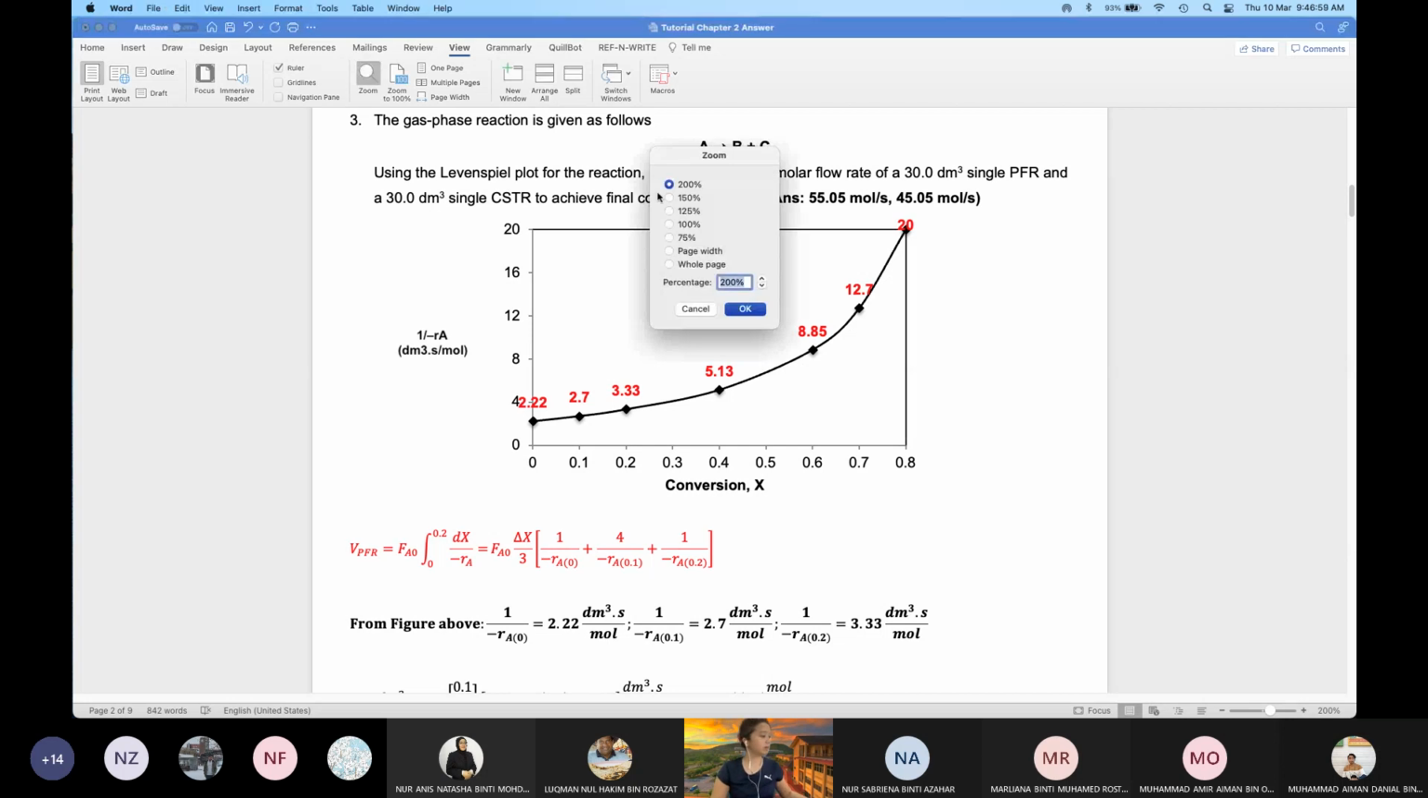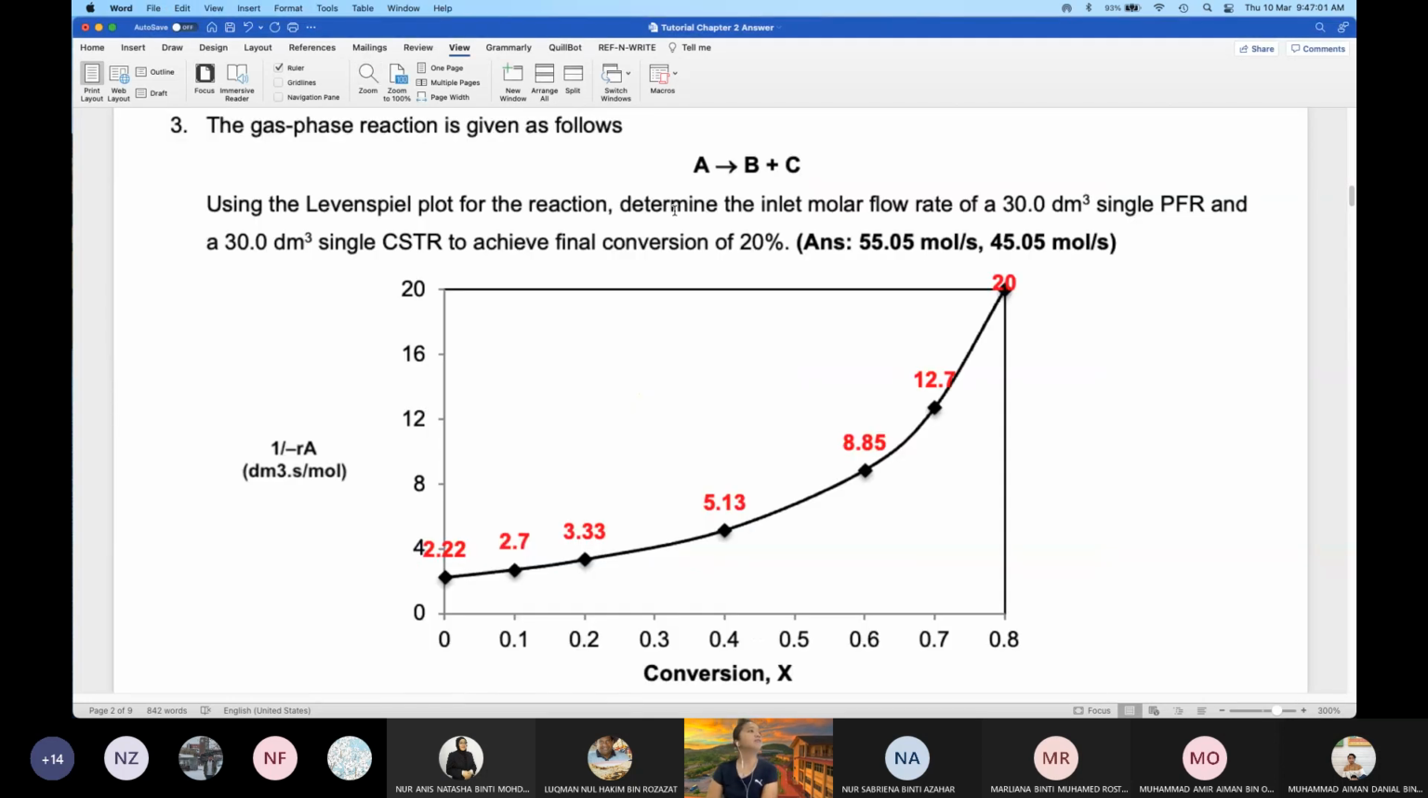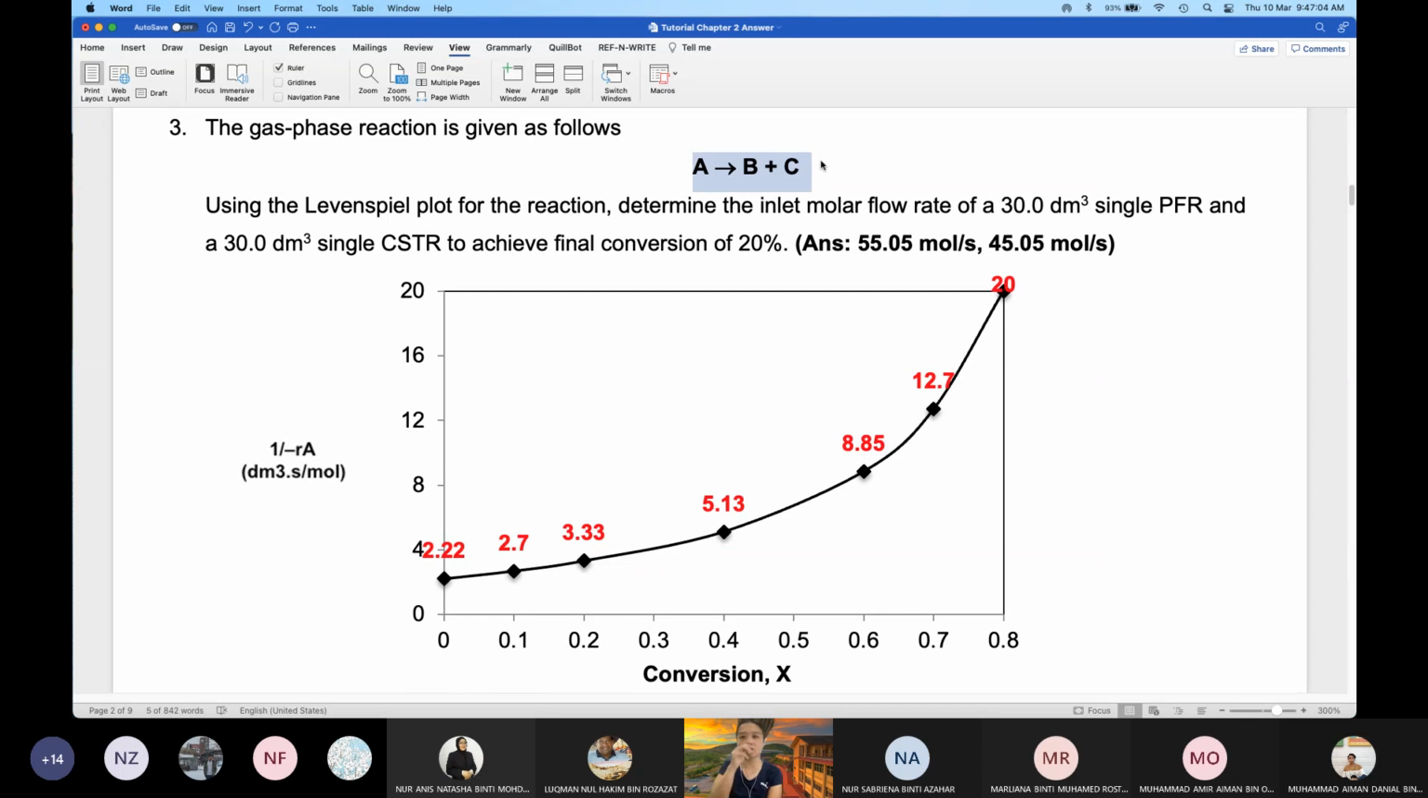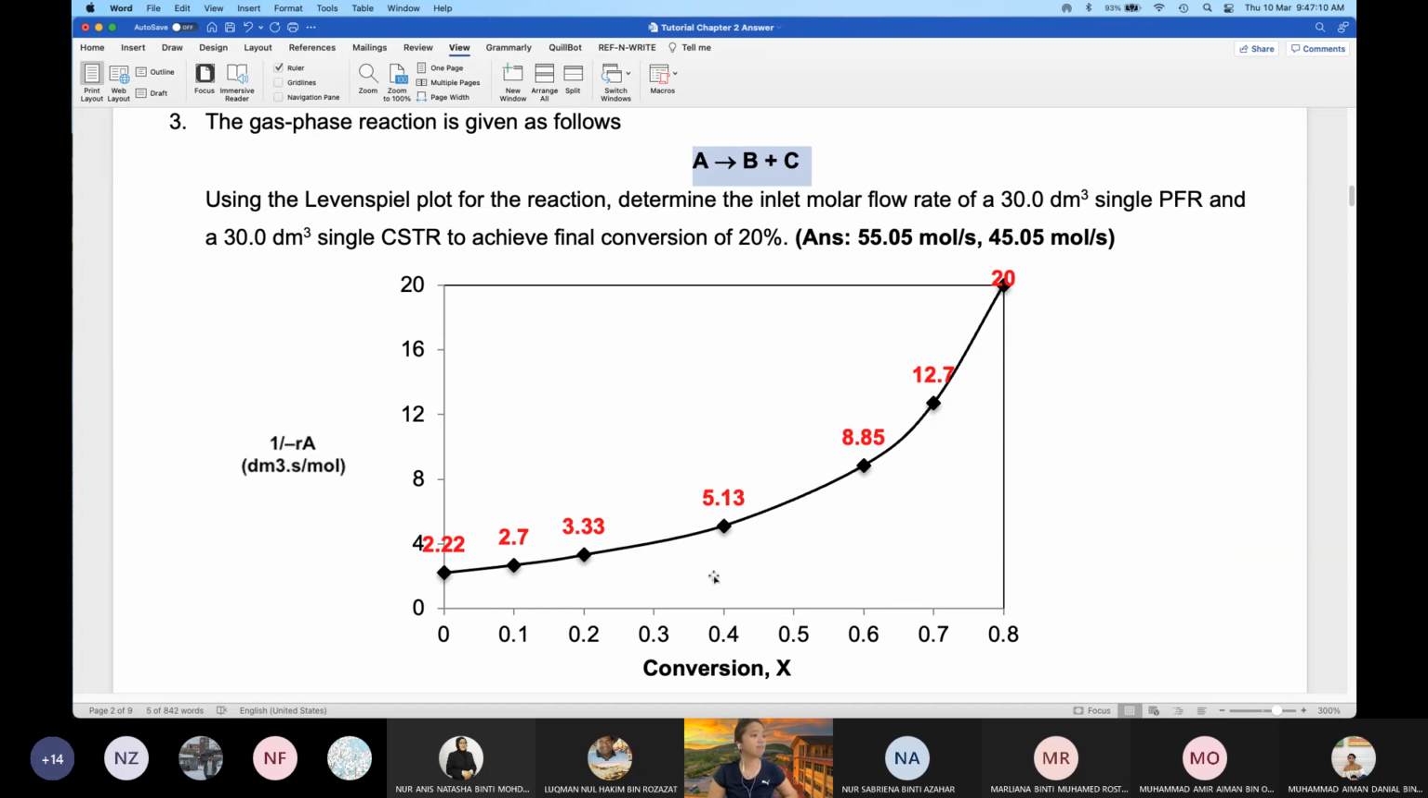Okay, the question says the gas phase reaction. Kejap saya nak tukar kepada besar. Okay, the gas phase reaction is given as follows. Okay, using the Lorentz-Spear plot for the reaction. So this is the Lorentz-Spear plot. Determine the inlet molar flow rate of a single 30 dm³ single PFR and a 30 dm³ single CSTR to achieve final conversion of 20%.